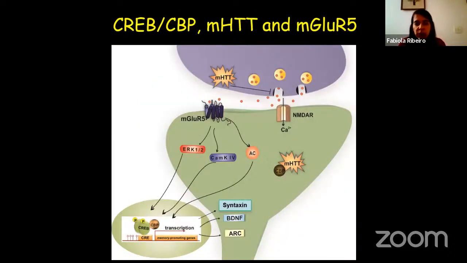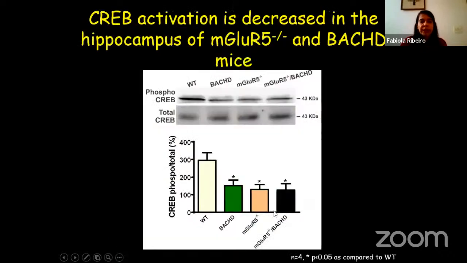We then went on to look into CREB. As I mentioned before, CREB can be modulated by mutant huntingtin, and we already knew that CREB could also be phosphorylated by mGluR5. So mGluR5 can phosphorylate this transcription factor through the activation of different kinases, such as ERK, kinase 4, and adenylyl cyclase. And when CREB is phosphorylated and bound to CBP, it can lead to the transcription of many genes. We therefore decided to measure CREB phosphorylation levels in these cross mice.